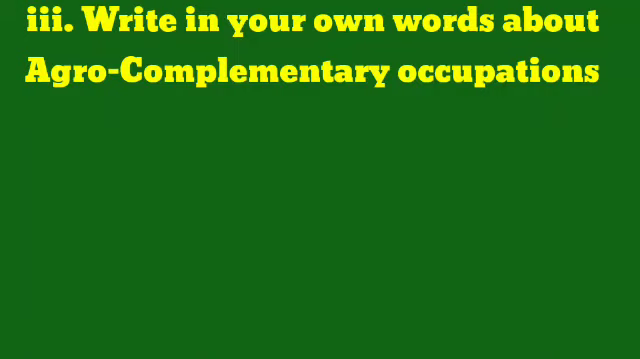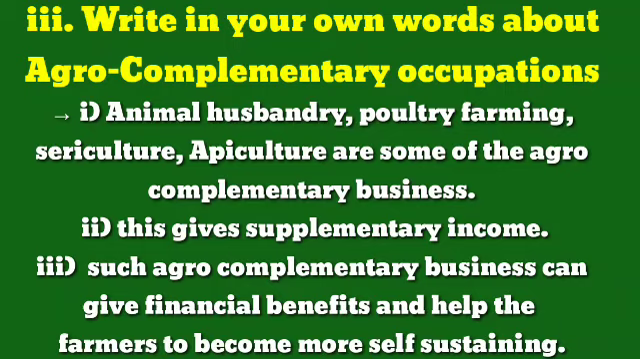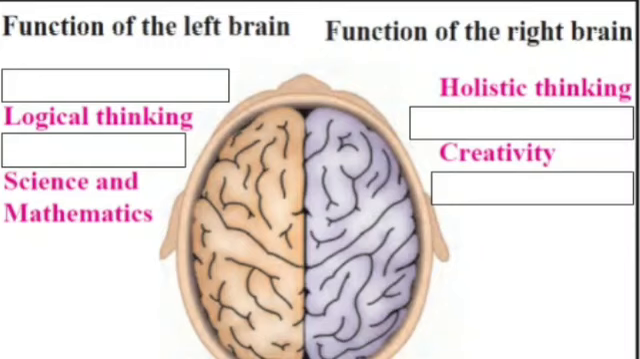Next question, question 3. Write in your own words about agro-complementary occupations. Let us see the answer. First, animal husbandry, poultry farming, sericulture, apiculture are some of the agro-complementary businesses. Second, this gives supplementary income. Third, such agro-complementary business can give financial benefits and help the farmers to become more self-sustaining.